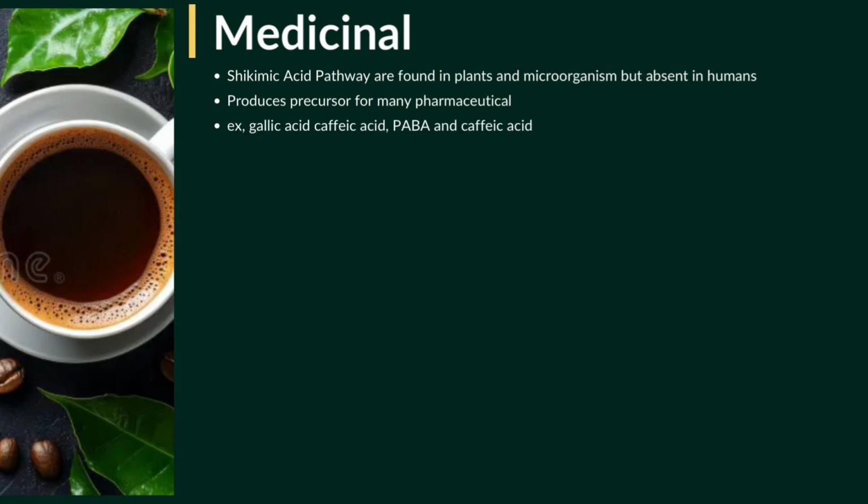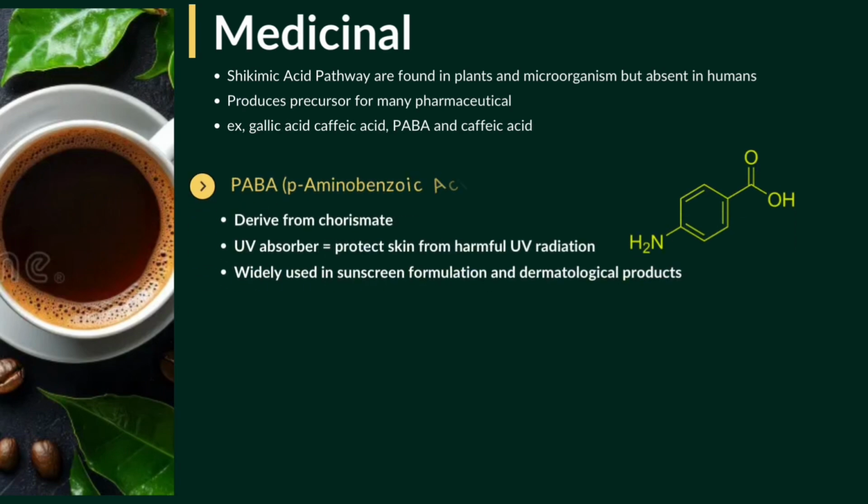One important compound is PABA, or para-aminobenzoic acid. PABA is derived from chorismate and functions as a UV absorber, helping to protect the skin from harmful UV radiation. Because of this property, it is widely used in sunscreen formulation and dermatological products.